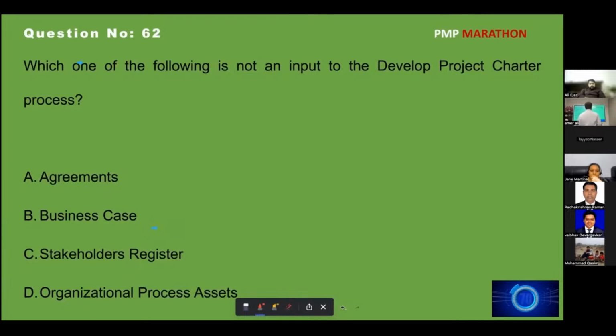Which of the following is not an input to the develop project charter process? Again, an input-output question. This should not be this. Martina, you are noting it down, right? We'll remove it from the list that is finalized. I will remove it.